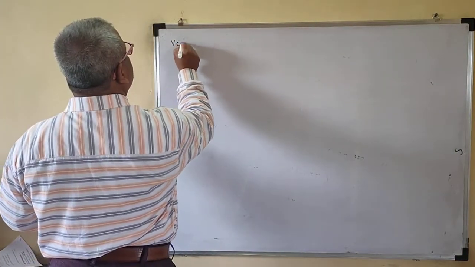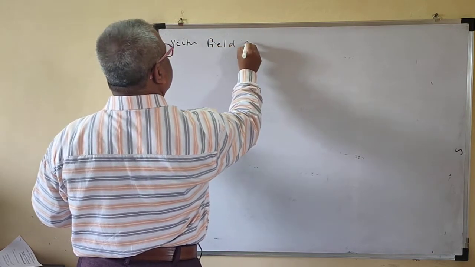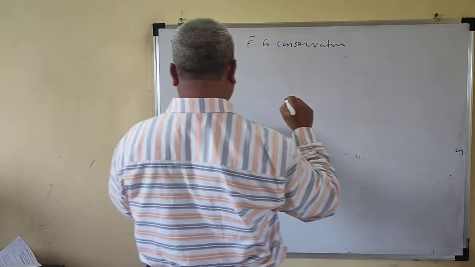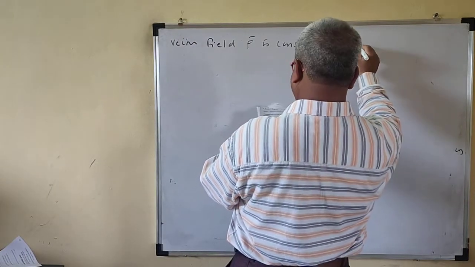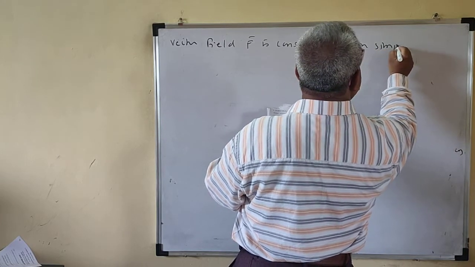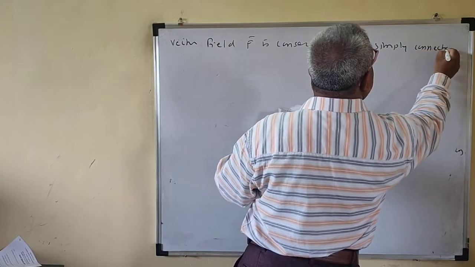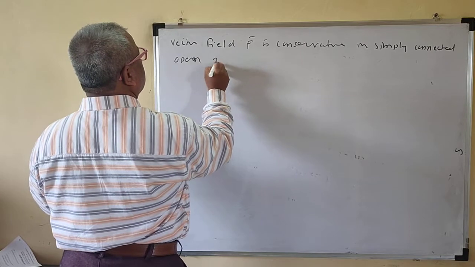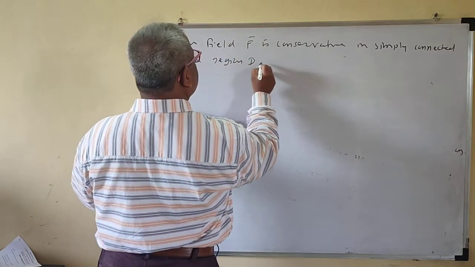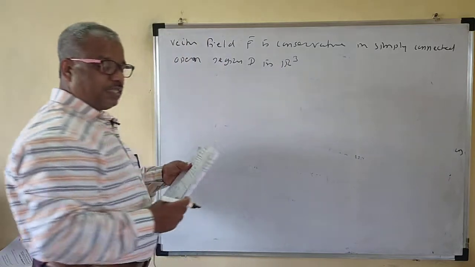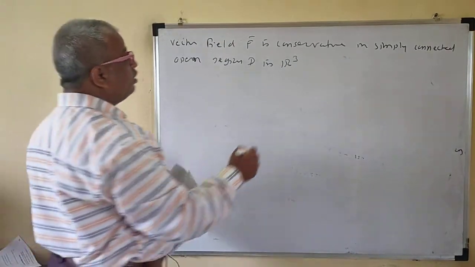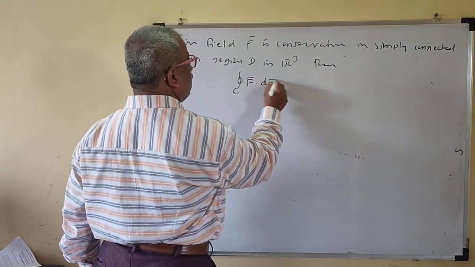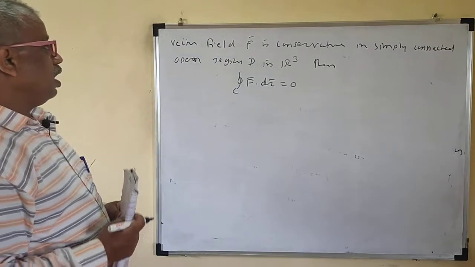So the vector field F(r) is conservative in a simply connected open region D in R3, that is in space, then the integral over C of F(r) dot dr is equal to 0.